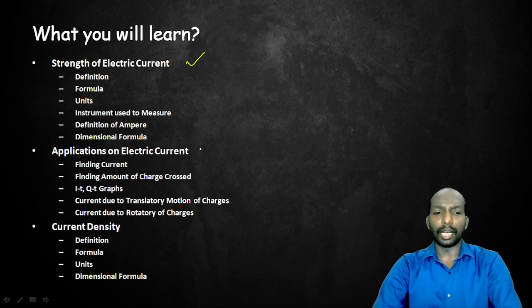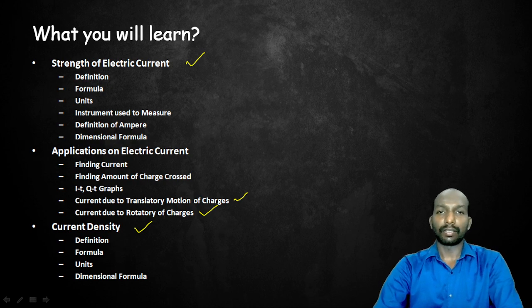After that, I'm going to explain applications of electric current, like finding current, finding the amount of charge crossed, IT graphs, charge and time graphs, as well as current due to translatory motion of charges and current due to rotatory charges. After finishing this, we will discuss current density. So without wasting any further time, let's dive into the video lecture.